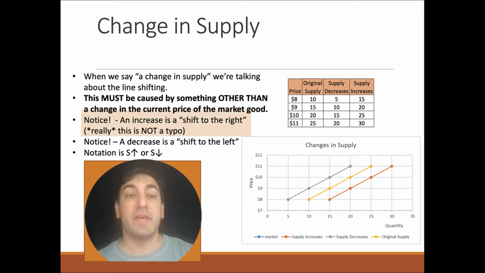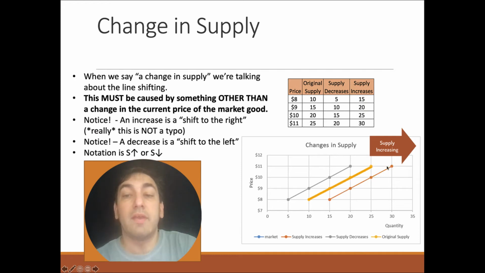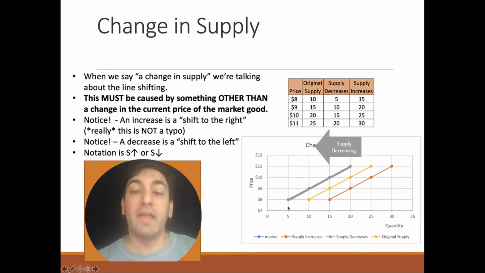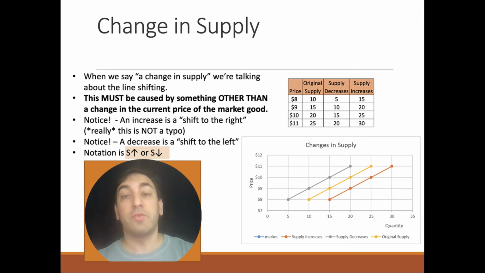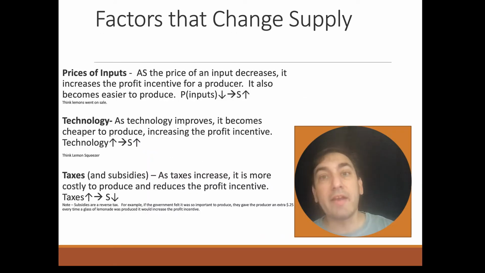Again, I want to emphasize, it's not a typo. I'm not making a mistake. This line on the right is an increase. The line on the left is a decrease. And we're going to use the notation supply increase or supply decrease. So what are the factors that can change supply?